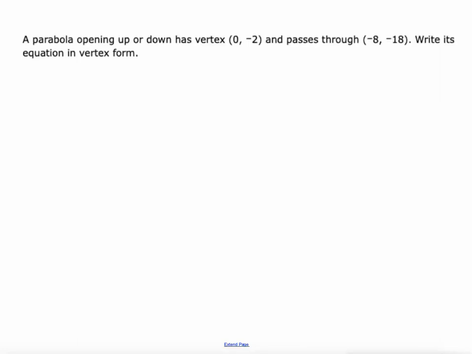Our equation is going to be our y value equals a times x minus our h value. So x is negative 8. H is 0, squared, plus our k value, which is negative 2, so minus 2.